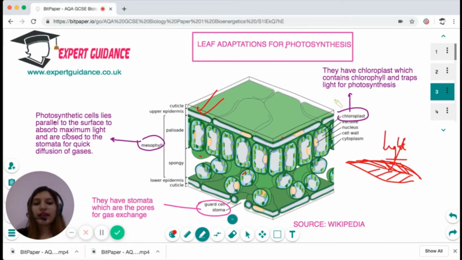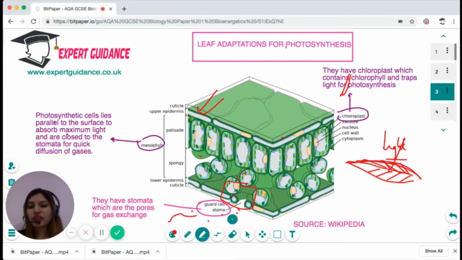On the other hand, they are packed with chloroplast and chlorophyll that can trap maximum light for photosynthesis. They require carbon dioxide and they release oxygen. So for gas exchange, they have air pores in them called the stomata. The stomata have guard cells which open and close to trap and exchange the gases.